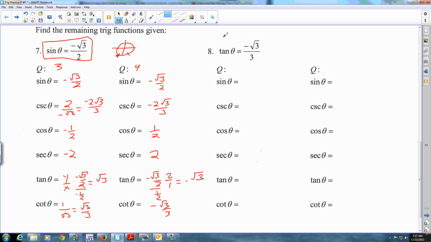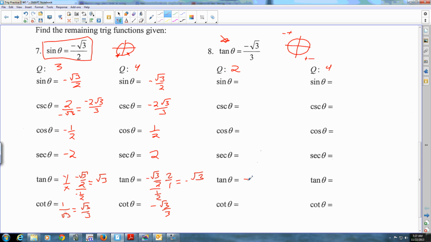Now, looking at this one, you got tangent negative square root of 3 over 3. A 60 degree in these previous answers gave you negative square root of 3. So this means it's a multiple of 30. And they're negative. So again, one of them has to be positive and one of them has to be negative. So it's going to occur in quadrant 2 and quadrant 4.